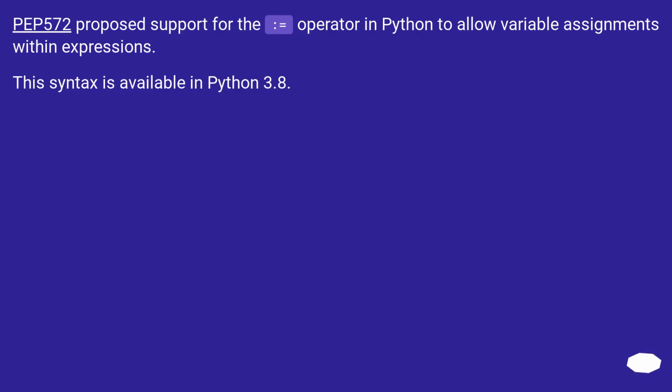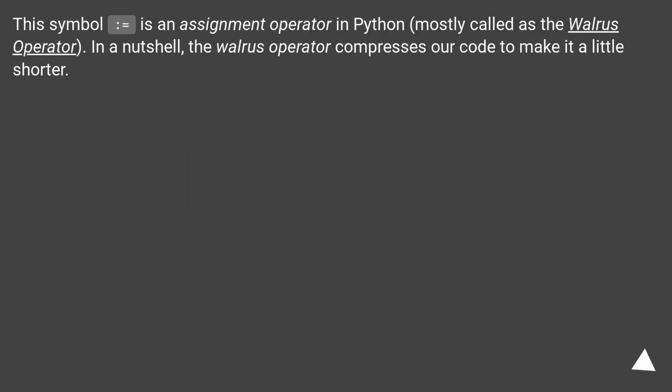PEP 572 proposed support for the colon equals operator in Python to allow variable assignments within expressions. This syntax is available in Python 3.8. This symbol, colon equals, is an assignment operator in Python, mostly called the walrus operator. In a nutshell, the walrus operator compresses our code to make it a little shorter.